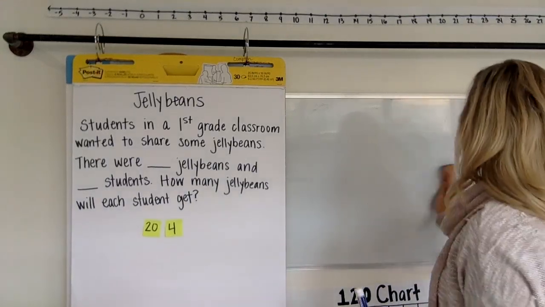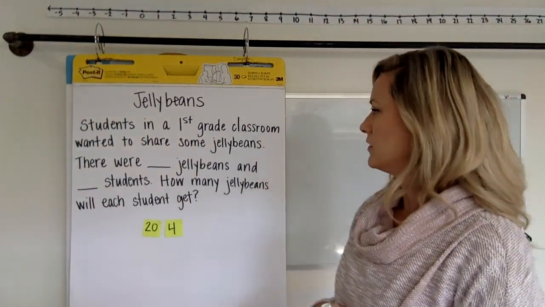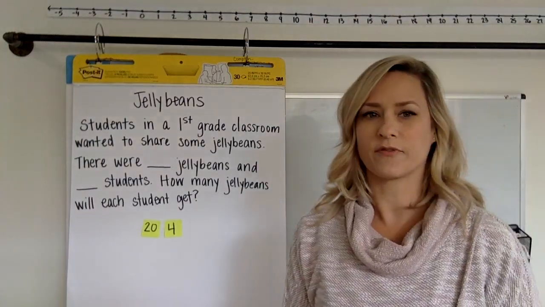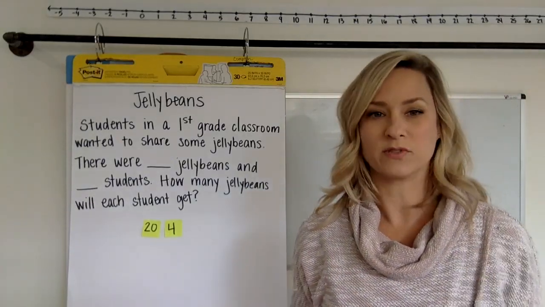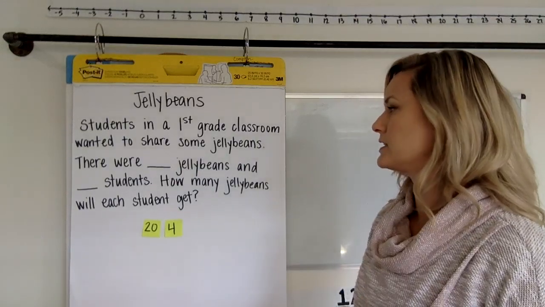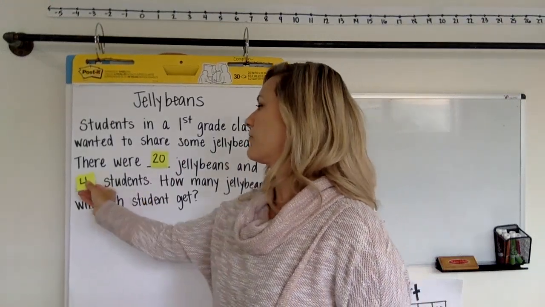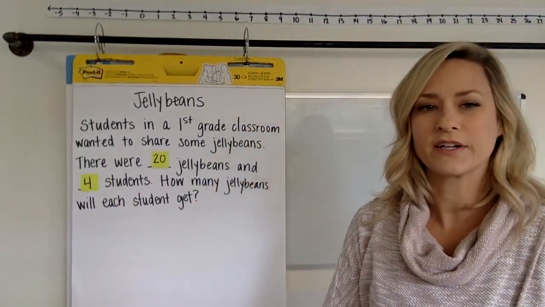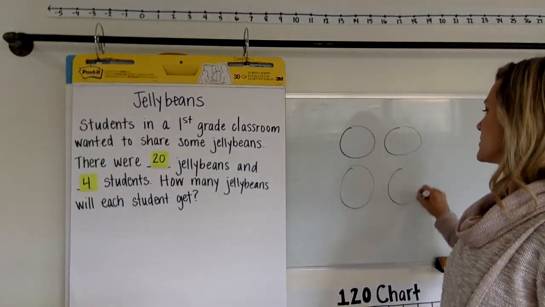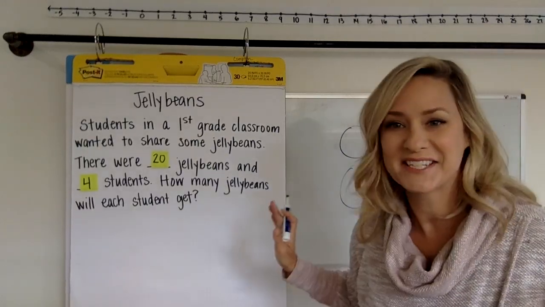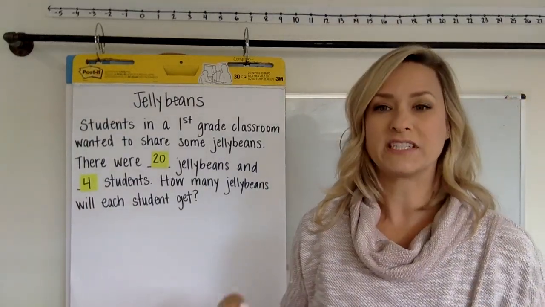is the first choice. And remember, we want to ask our kids, what do you already know about this story? Oh, well, we know that there are students in a first grade classroom, and we know they're going to be sharing, and everybody wants the same amount. Okay, so we're going to be talking about that with our kids. And then we're going to find out that there were 20 jelly beans and 4 students. It is very likely that some kids may draw out 4 students. They may even draw hair and eyes. Doesn't matter. Let them do it.